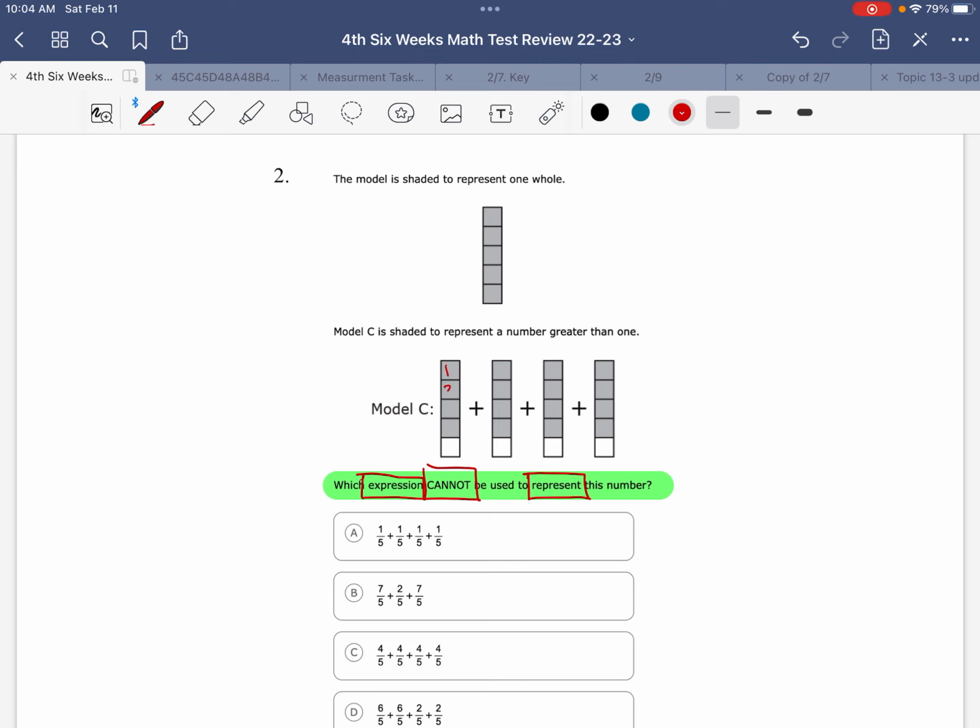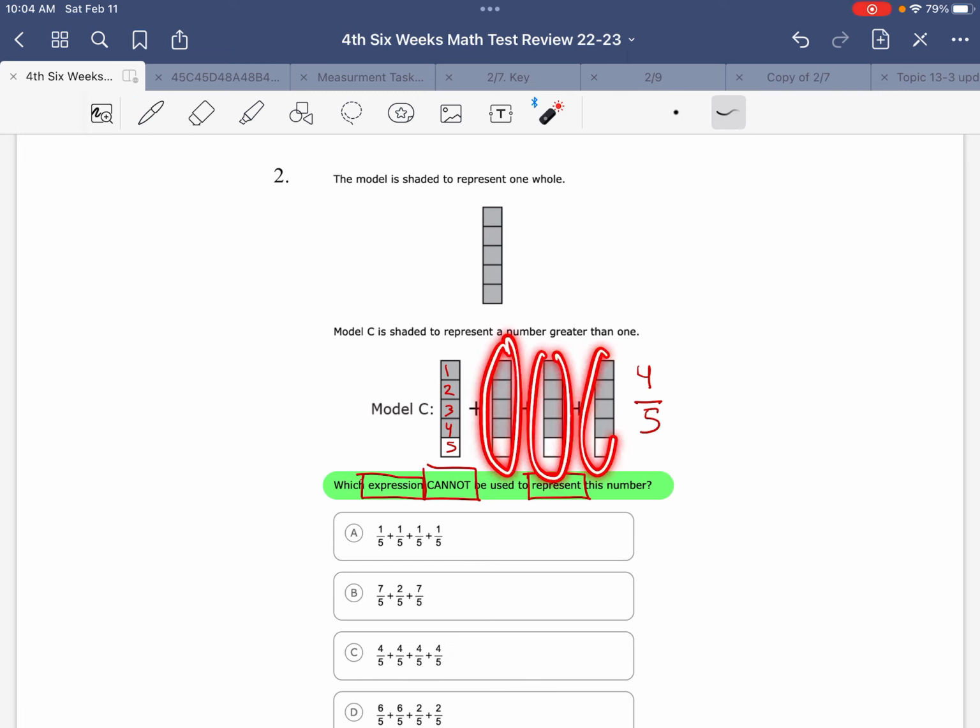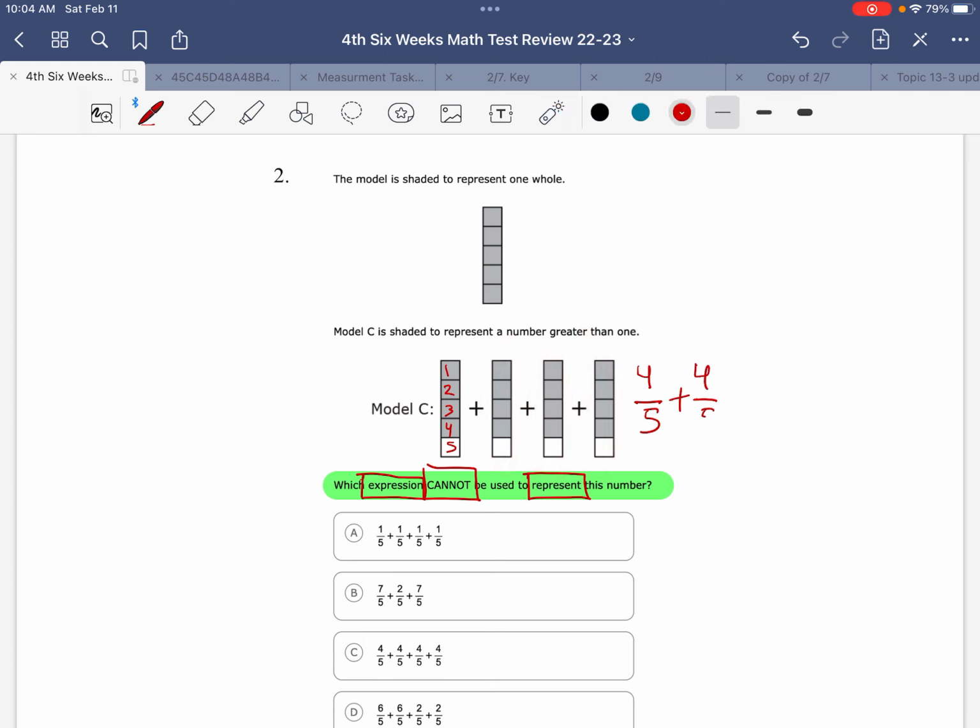I have 1, 2, 3, 4, 5. I have 5 boxes and only 4 are shaded. So my fraction would be 4 over 5ths. And I'm having that for 1, 2, 3. I'm having 3 of those. So 4 over 5ths plus 4 over 5ths plus 4 over 5ths plus 4 over 5ths. Okay, I'm just representing what these models are showing. That's all I'm doing. Okay, they all show 4 over 5ths.